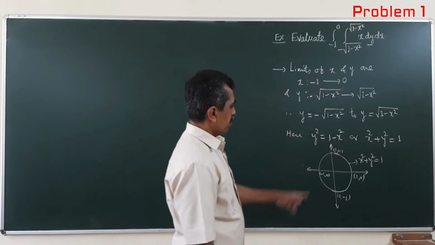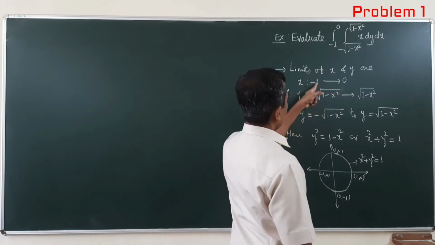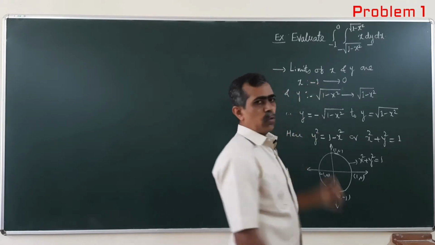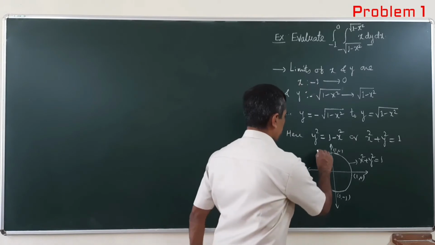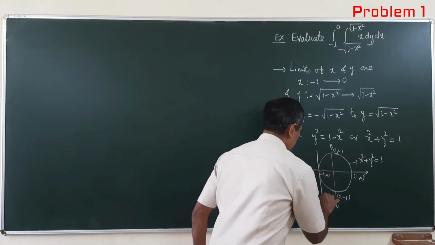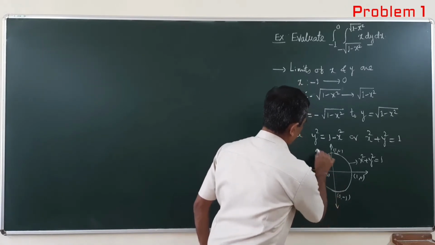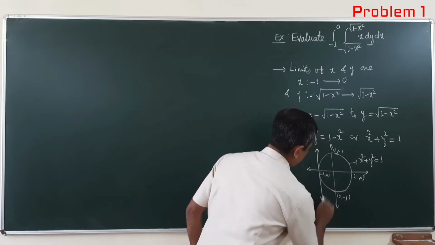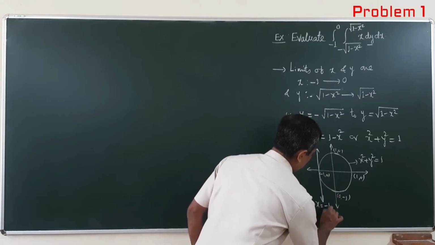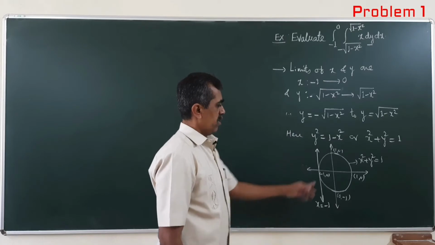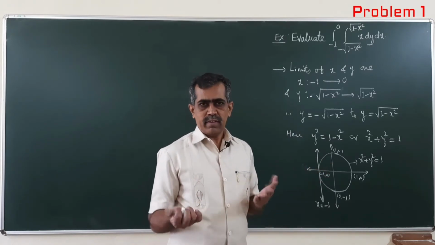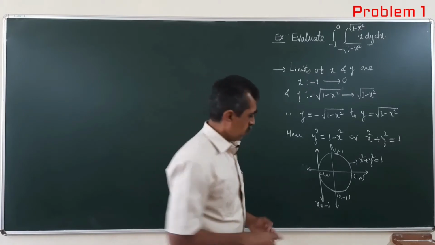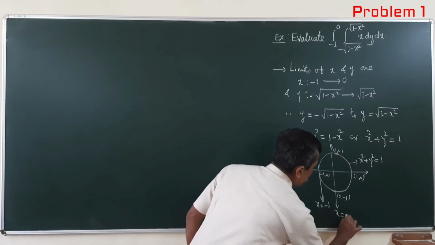Now see, what about x? x runs from minus 1. So x is equal to minus 1. Where is x equal to minus 1? It is the line parallel to the y axis, x is equal to minus 1. Then the line x is equal to 0. What is x equal to 0? It is the y axis. So this is x is equal to 0.